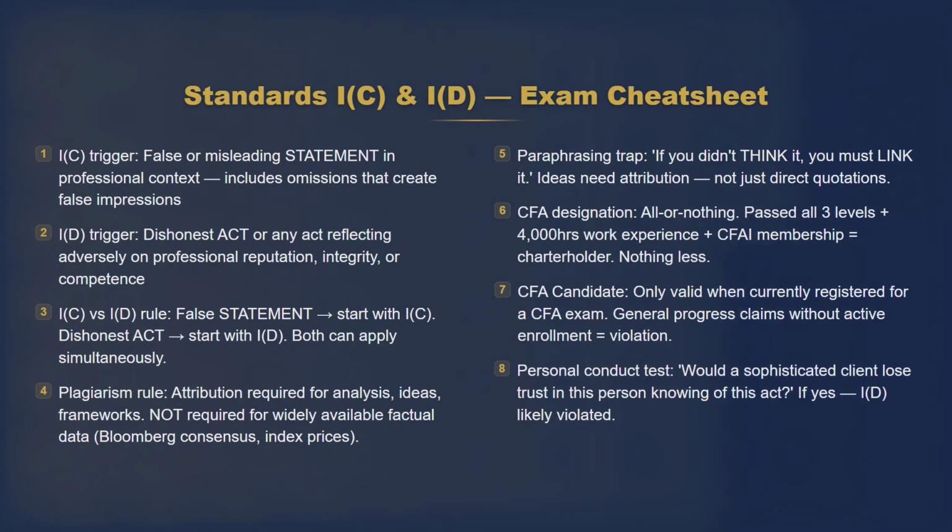Pause here. Screenshot this. Standard I(C). The trigger is a false or misleading statement, written, verbal, or implied, in a professional context. Includes omissions of material fact that create false impressions. Standard I(D). The trigger is a dishonest act or any act that reflects adversely on professional reputation, integrity, or competence. Personal conduct counts, no false statement required.